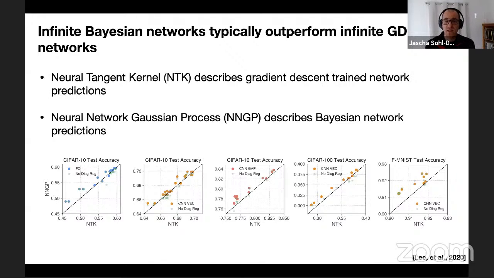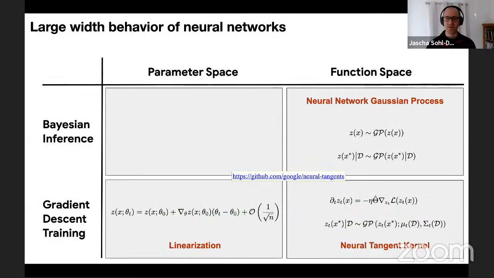Points above the diagonal line correspond to NNGP predictions being higher than NTK predictions, and points below the diagonal line correspond to the NTK performing better. You can see that most points are above the diagonal line. This observation then is that infinite width Bayesian networks do better than infinite width gradient descent trained networks, which might be perhaps somewhat satisfying news for many of you.